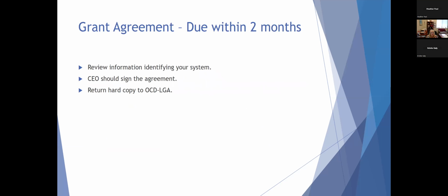The grant agreement, that's your first item. It is due to our office, signed. Please review the information, identifying your system, make sure that we don't need to make any revisions. The CEO should sign the agreement, and you need to return the hard copy to our office.